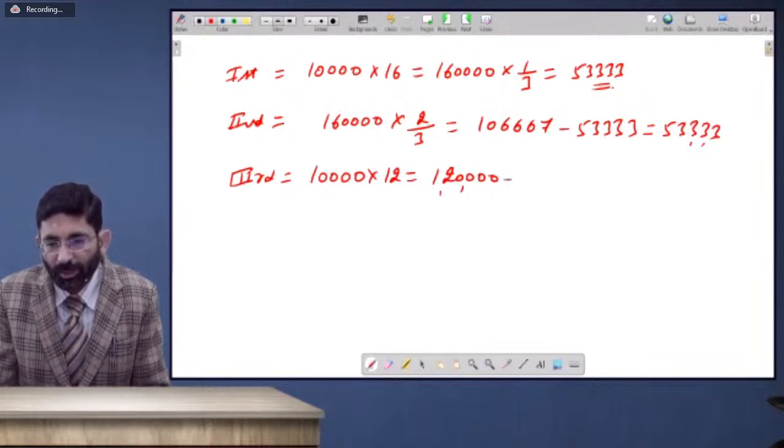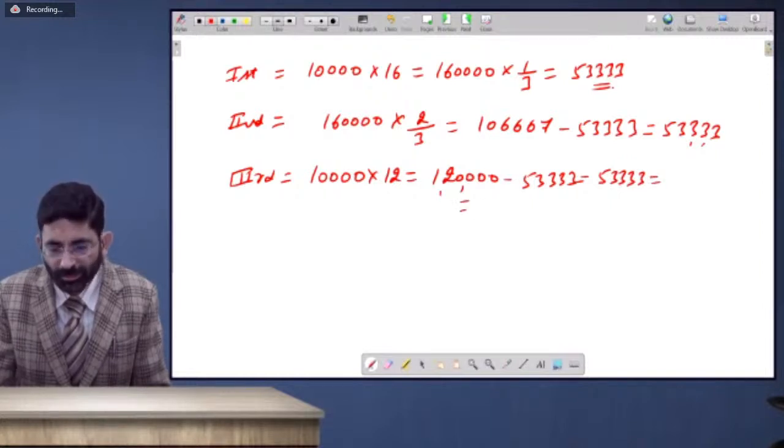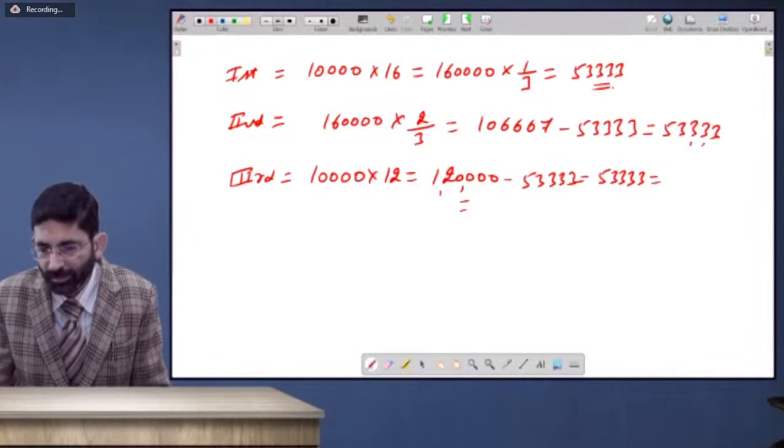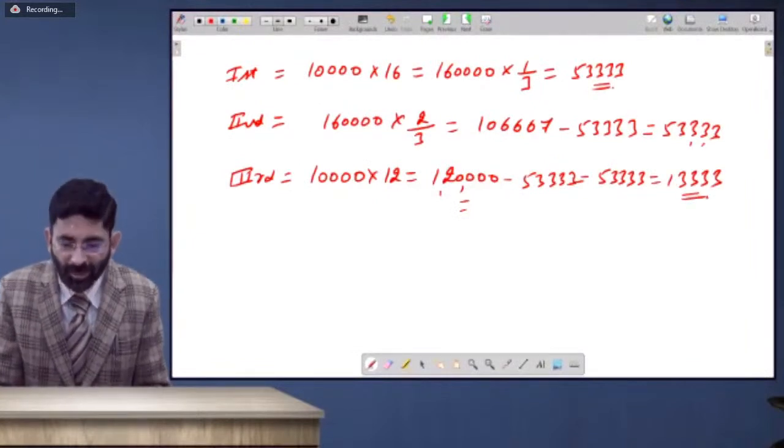Already we have written off 53,333 in the first year, 53,333 in the second year. So the balance amount of rupees 13,333 will be written off in the third year. Is that clear to everyone?